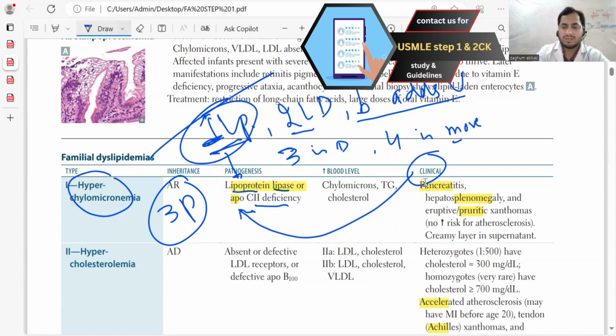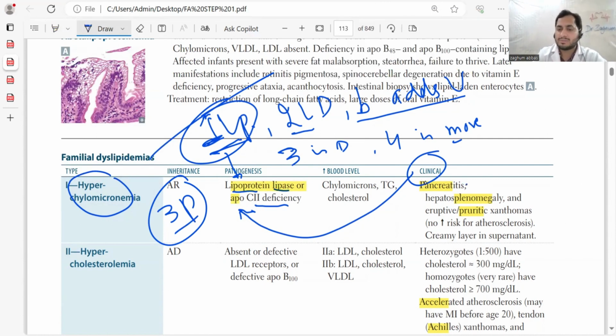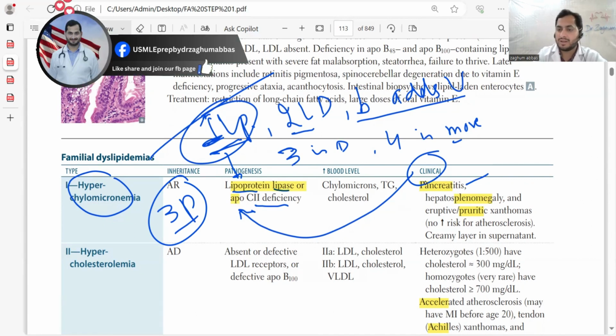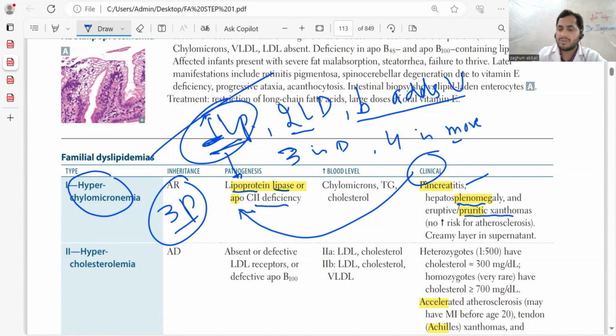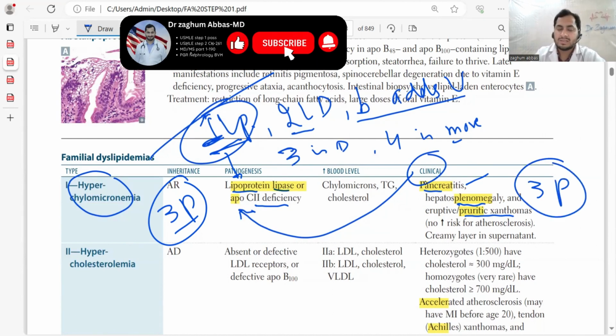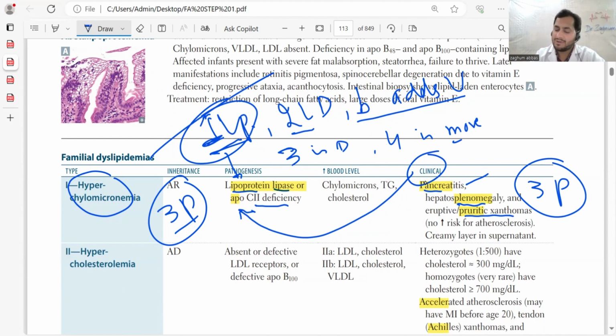Next we move towards the clinical features. Here I am making a mnemonic with 3P. The first P is pancreatitis. The second P, I have just covered this one, splenomegaly, I can say hepatosplenomegaly. The third P is pruritic xanthoma. These words have the sound of 3P. So the first mnemonic is LP, and you are having 3P: pancreatitis; second, hepatosplenomegaly; and third, pruritic xanthomas.